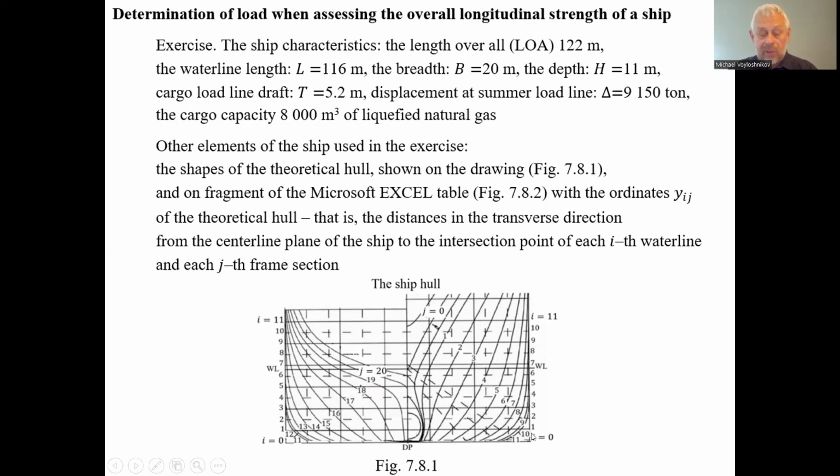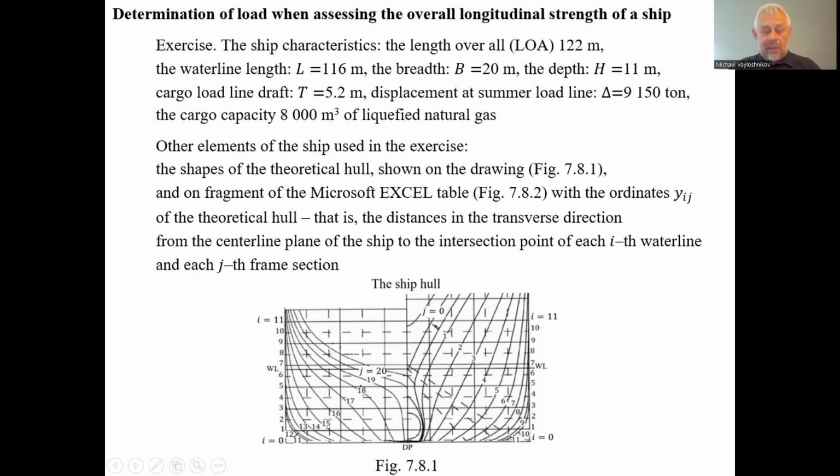Here the numbers are the numbers of the theoretical water lines. It is the original water line 1-0, then the first, second, third, fourth. This is a cargo water line, which corresponds to the displacement at summer load line 9,150 tons. This is the cargo water line. These are theoretical water lines from the first to seven, and between the 6th and 7th theoretical water lines we have the cargo water line. So 8, 9 are water lines.